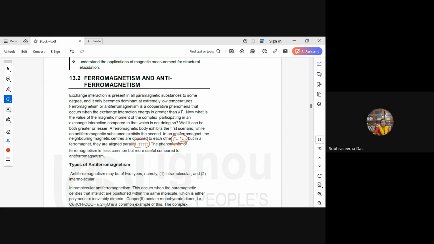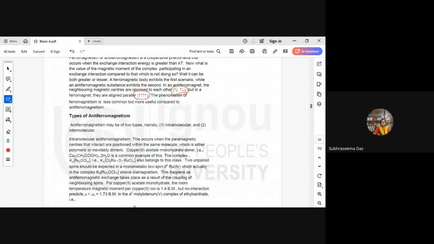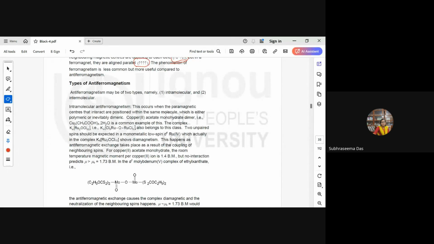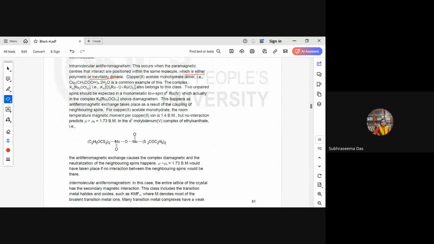The phenomenon of ferromagnetism is less common, but it has been more useful compared to antiferromagnetism. Now antiferromagnetism can be described mostly in two types: one is due to intramolecular and the other is due to intermolecular. Intramolecular antiferromagnetism occurs when the magnetic centers that interact are within the same molecule, which might be either polymeric or, mostly, dimeric. For example, copper acetate dimer. So this is an example of intramolecular antiferromagnetism.